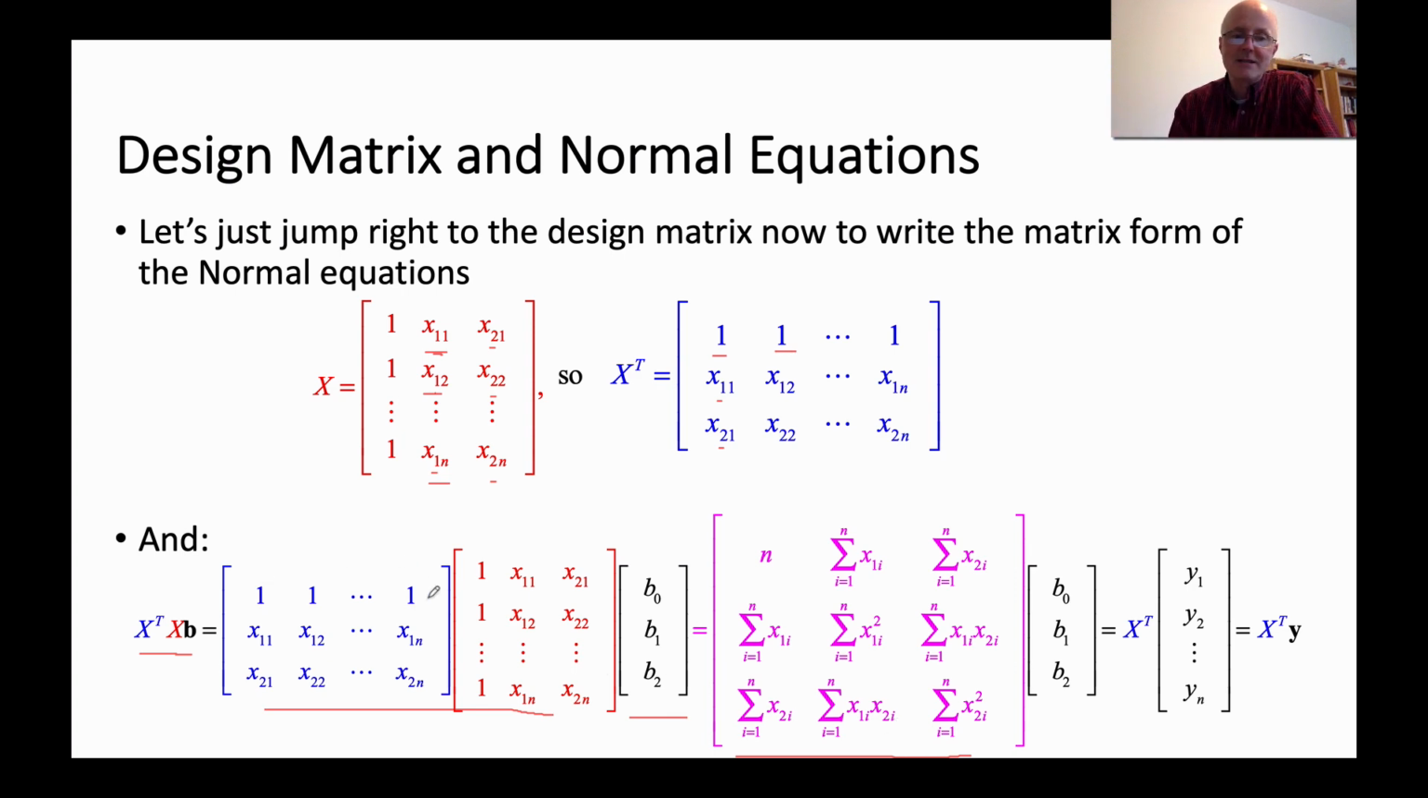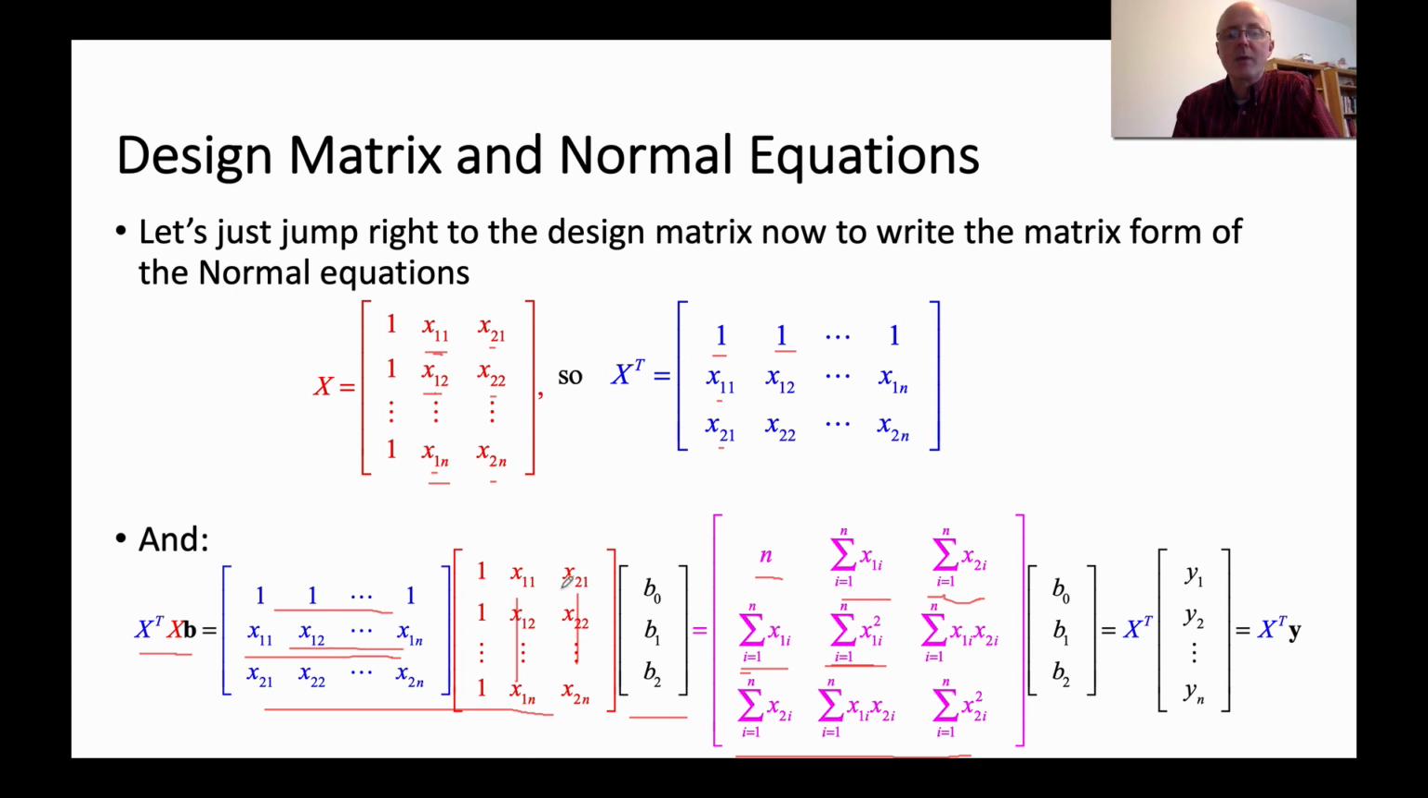Yes, double check. You essentially take the dot product of the first row with the first column, you're going to get n. Take the dot product of the first row with the second column, you're going to get this summation. The dot product of the first row with the third column, you're going to get this summation. I'm saying dot products assuming you've heard of dot products before. Dot product of the second row with the first column will give you this one. Dot product of the second row with the second column will give you this summation with the squares in there. Those things are the same, x11 squared plus x12 squared, etc.